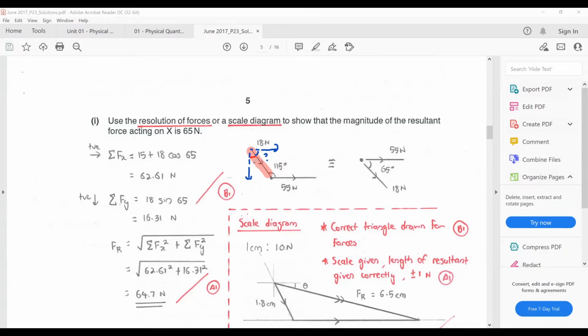Depending on which angle you are using, your expression for your components will be slightly different. But in my case, I don't want to use the red one here. I want to use the blue one here.